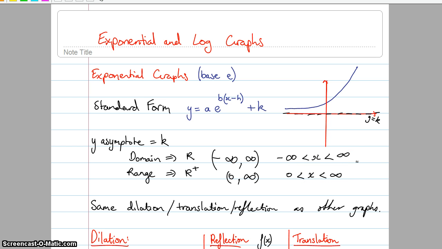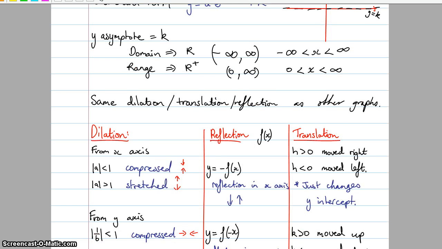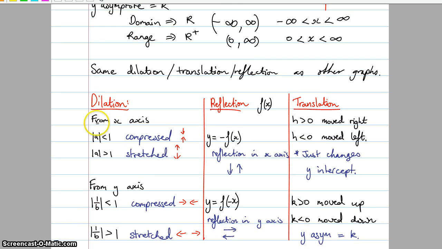Okay, let's get on to some of the graphs. Now the dilation, translation, reflections are exactly the same as every other graph. This is like the matrix moment that I was talking to you about last year, where you start to realize all graphs are the same. They're straightforward. So we've got our dilations.